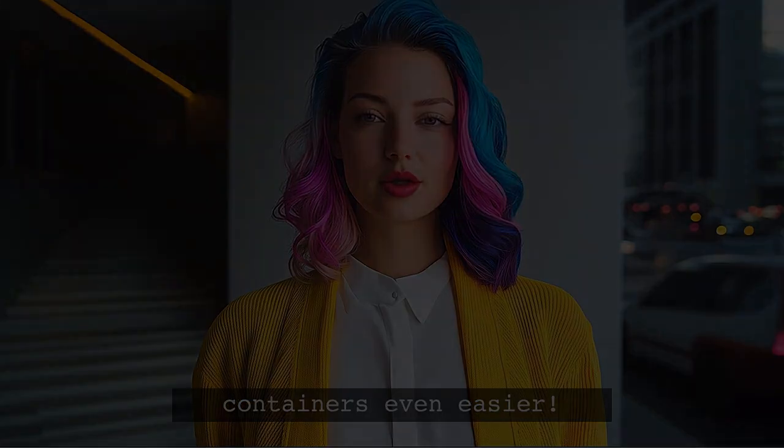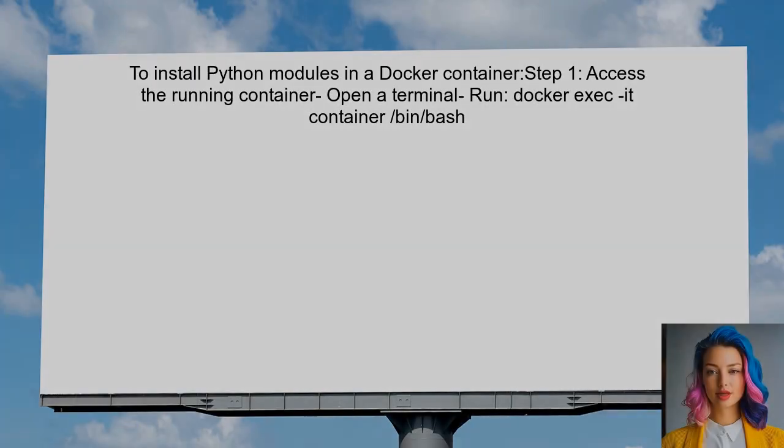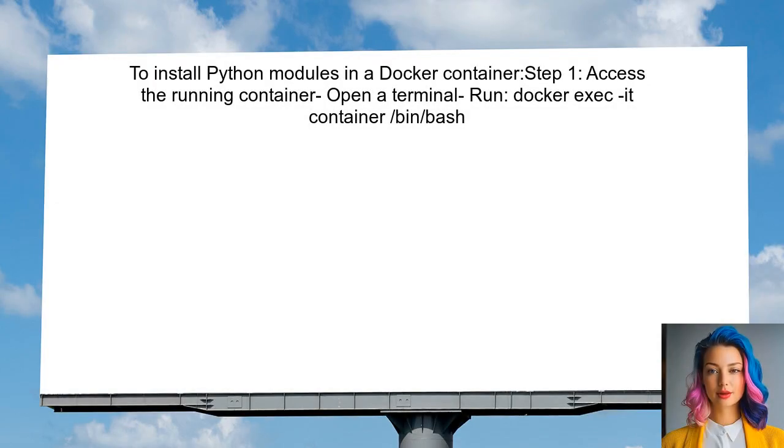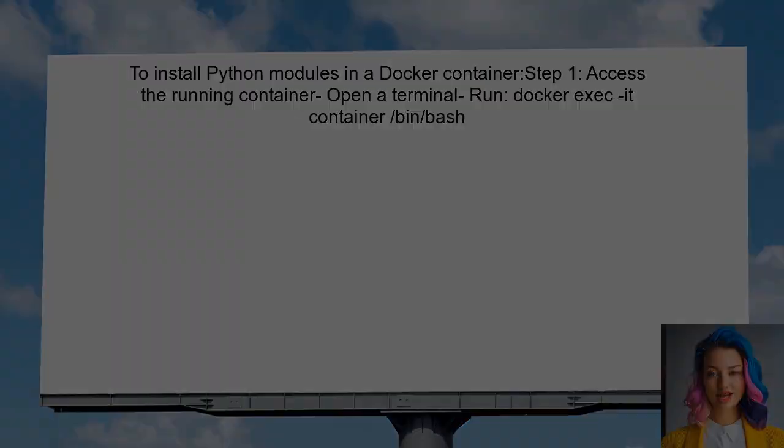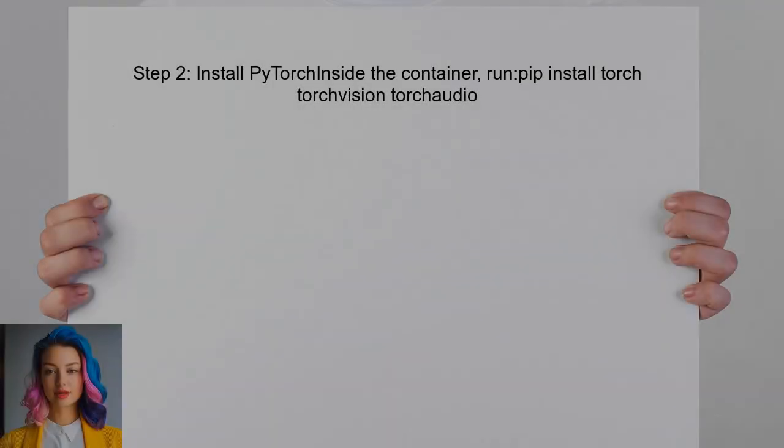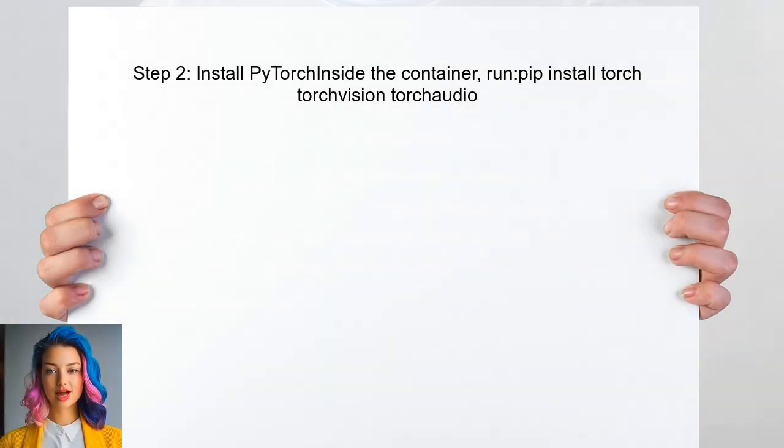To install Python modules like PyTorch and Anaconda in a Docker container, the user can do this directly in the running container using a terminal session. Once inside the container, the user can install PyTorch using pip. It's important to ensure that pip is already installed in the container.